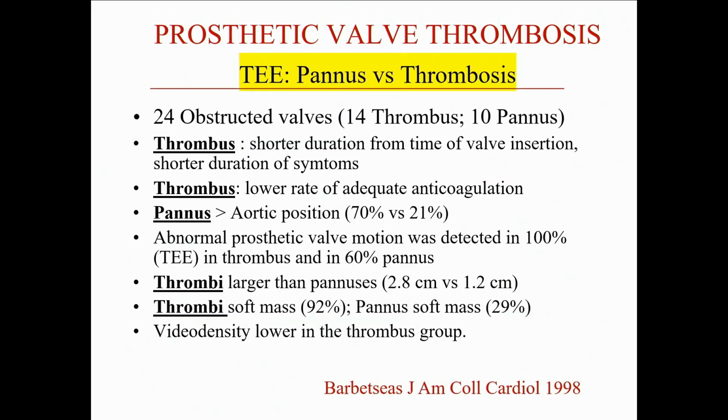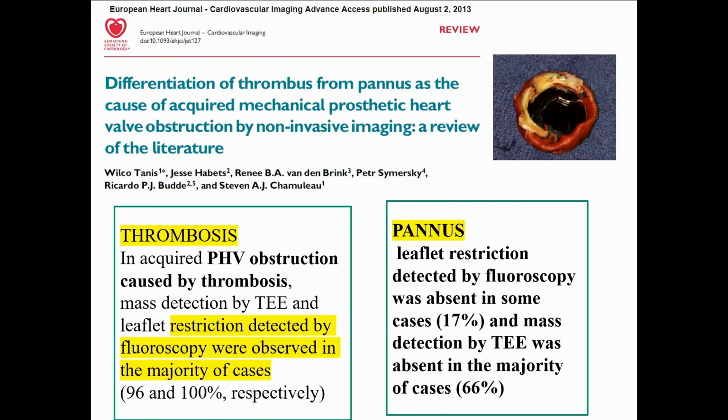In cases with true obstruction, we should determine whether or not there is a pannus or a thrombosis. The thrombus has a shorter duration from time of valve insertion, lower rate of adequate anticoagulation, while the pannus is much more frequent in aortic position. The thrombi are larger than pannus, and also they are a soft mass, while the pannus has a soft mass in a minority of the cases.